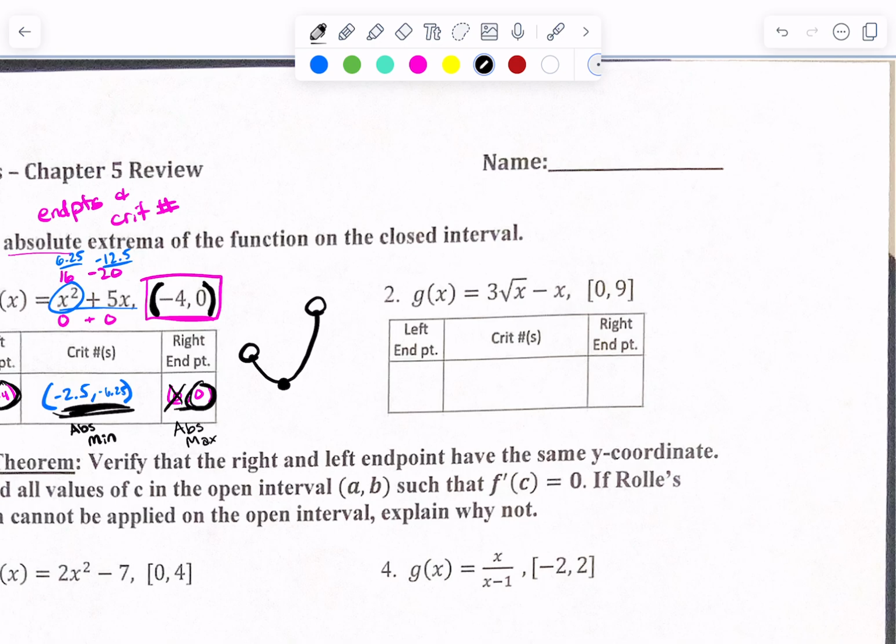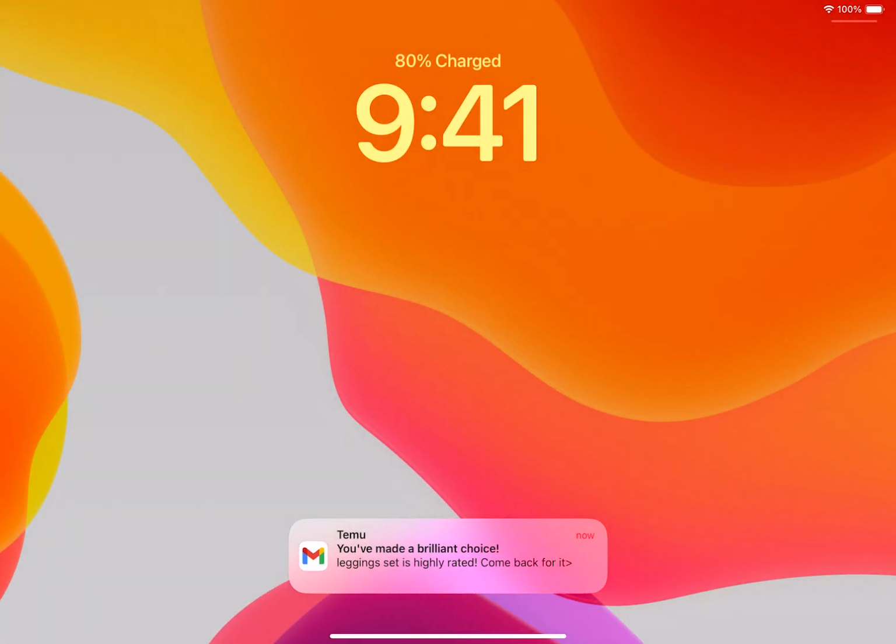Does x equal, what does x equal? I want to say 2.25. And then you plug that back in. What'd you get for your critical number? She's working on it. There are 2 options, but there's only 1 correct one. Gotcha.